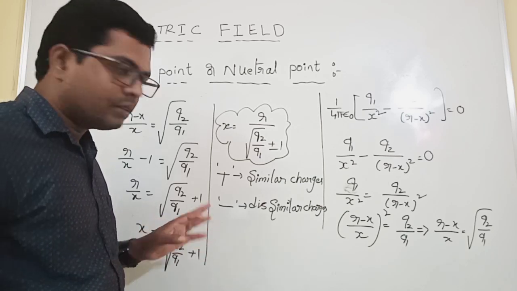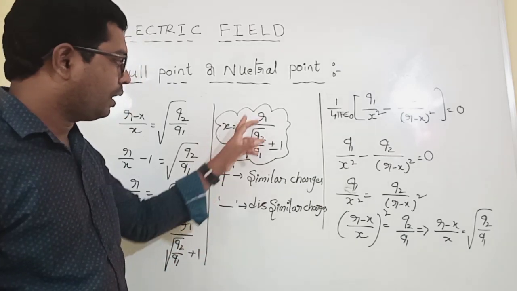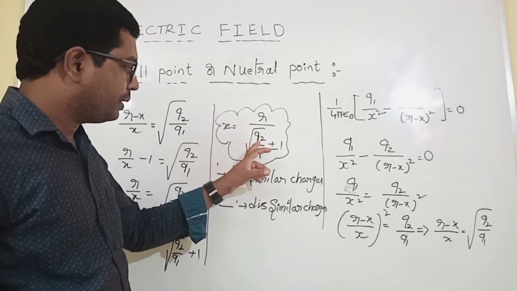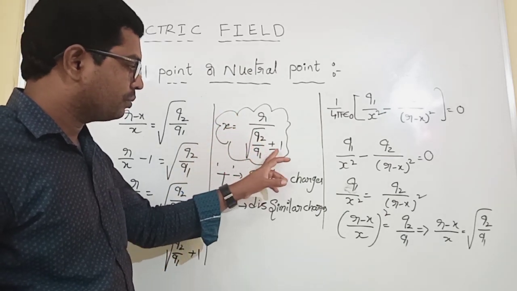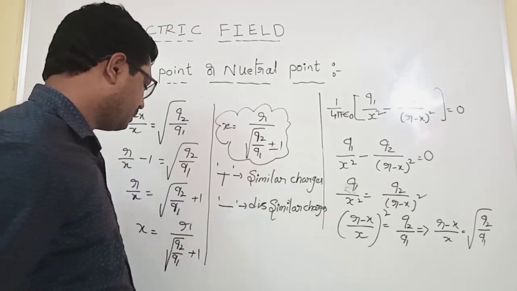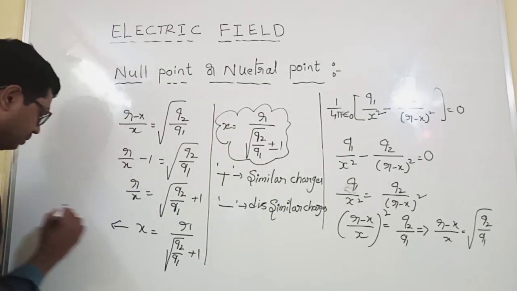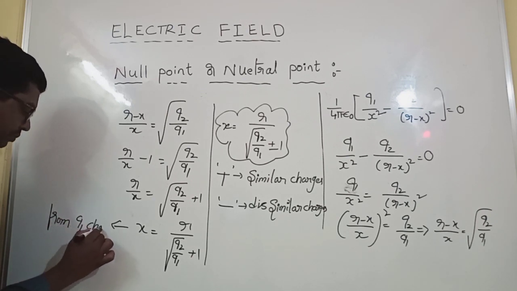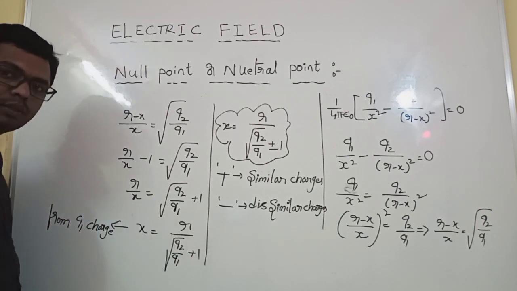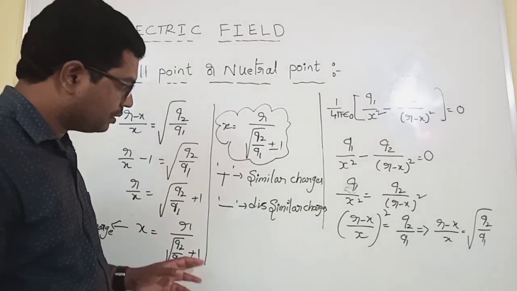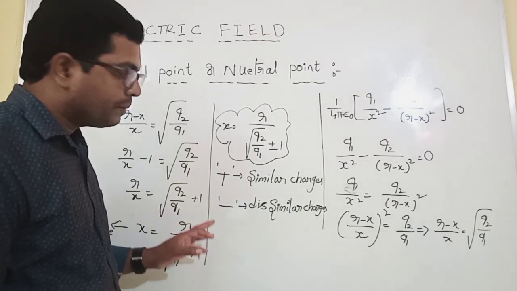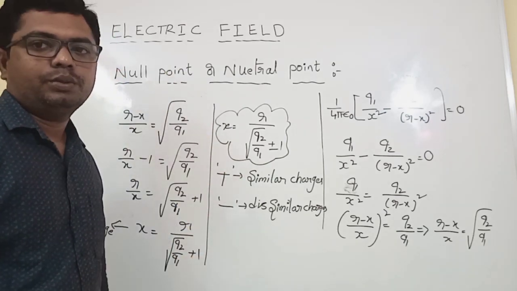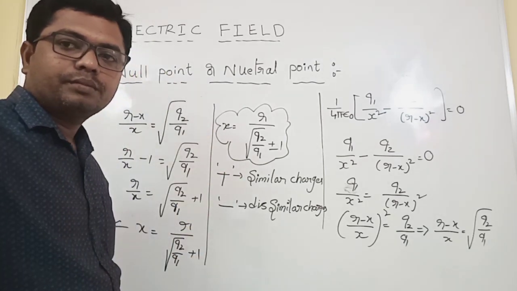And this is the null point: x is equal to r divided by (root of Q2 by Q1 plus or minus 1), where r is the distance between the two charges. You have to remember that this is the formula from the Q1 charge, measured from the Q1 charge all the time. So this is the formula which is used to find out the neutral or the null points.